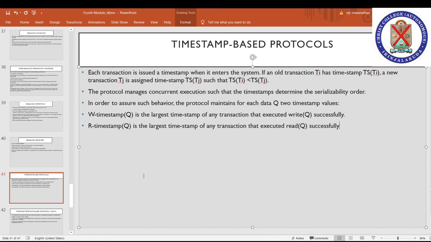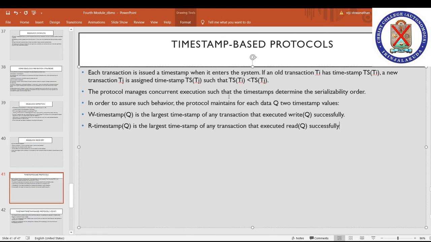Each transaction is issued a timestamp when it enters the system. If an old transaction Ti has timestamp TS of Ti and a new transaction Tj is assigned timestamp TS of Tj such that TS of Ti is less than TS of Tj. That means transaction Ti entered at 10 am and transaction Tj enters at 10:15. Okay, then obviously 10 is less than 10:15. That means the timestamp of Ti is less than the timestamp of Tj.